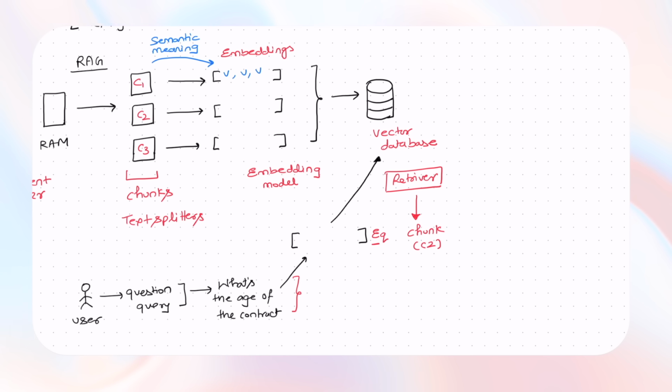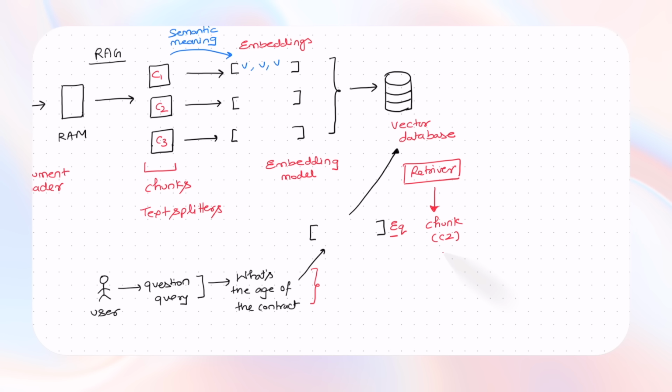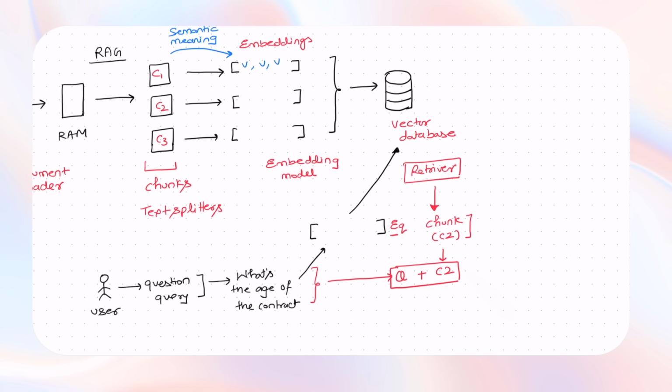Now, once we have this chunk, which is the text available with us, given that this particular chunk has potentially the answer to the user's query, this chunk and this query. So I'm writing it as Q and this is C2. So this Q and C2 will generate the final prompt. So this is my final prompt.